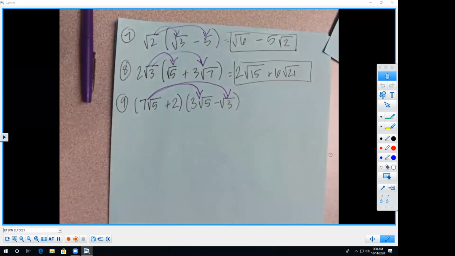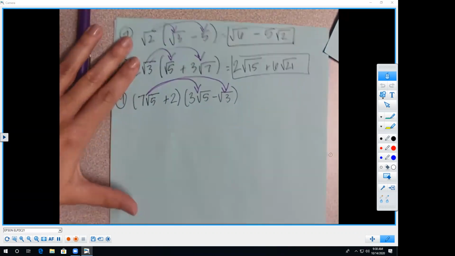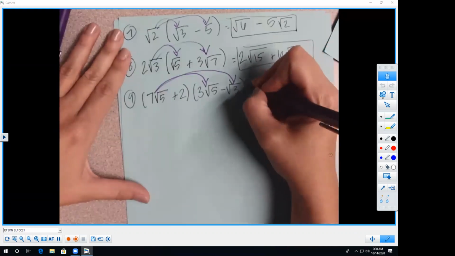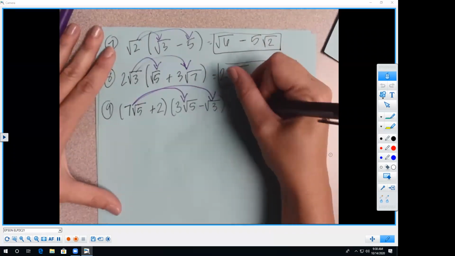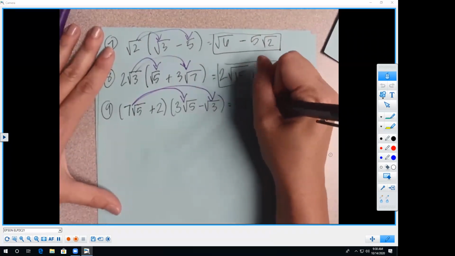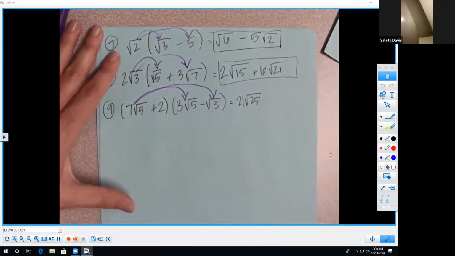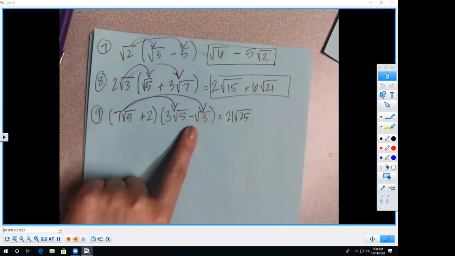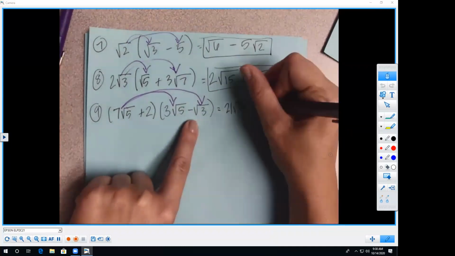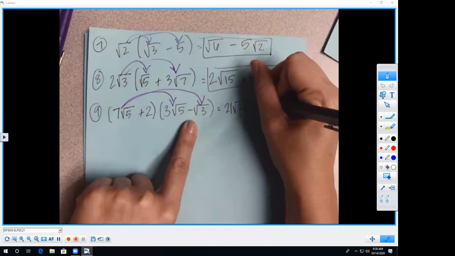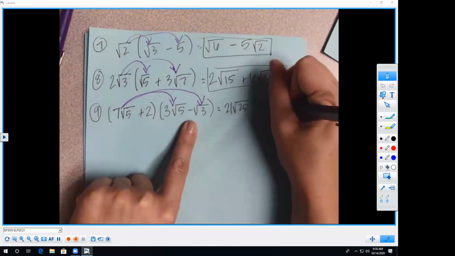So 7 square roots of 5 times 3 square roots of 5 is 21 times the square root of 25. 7 square roots of 5 times negative square root of 3 is negative 7 square roots of 15.